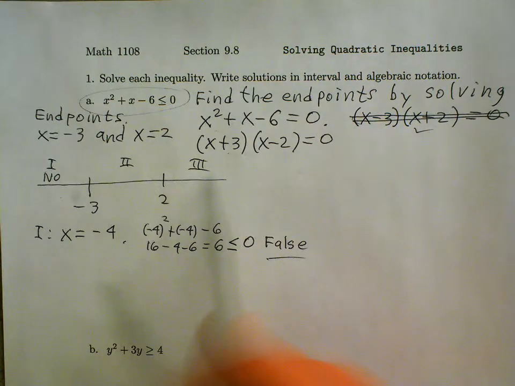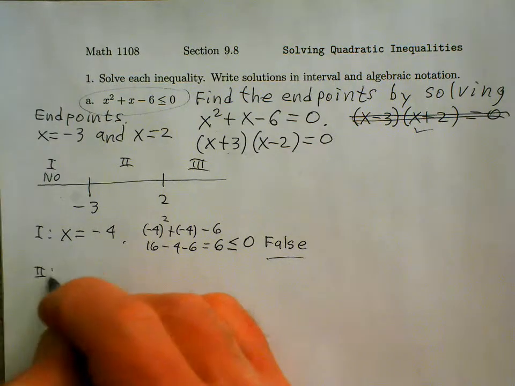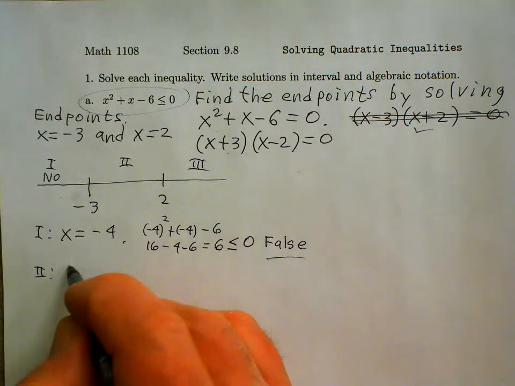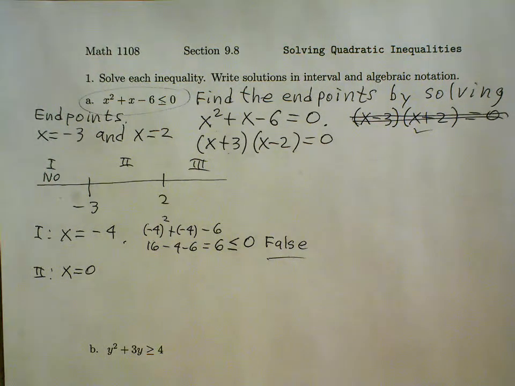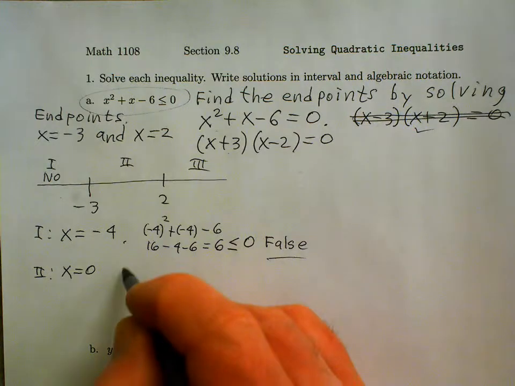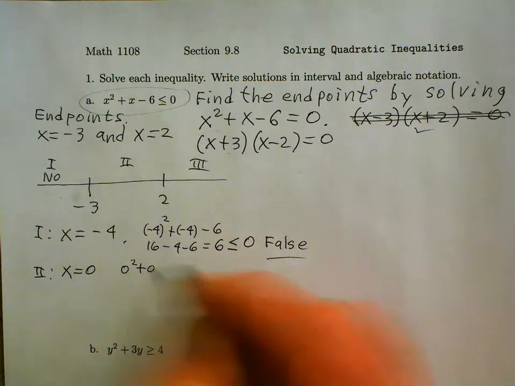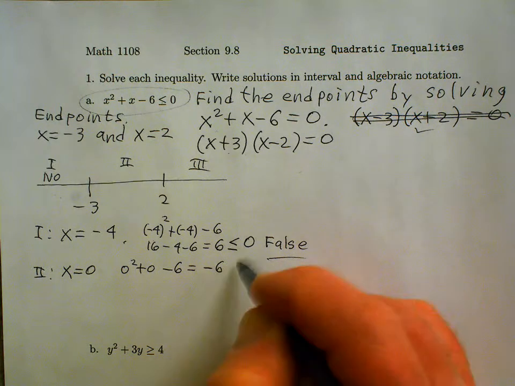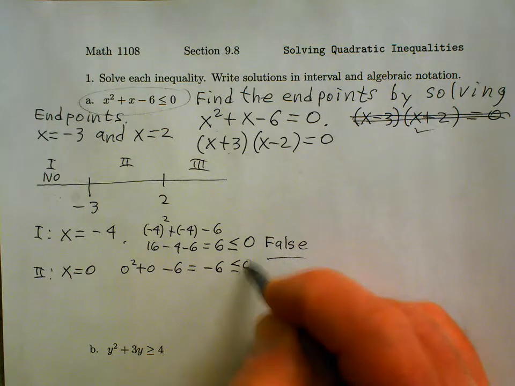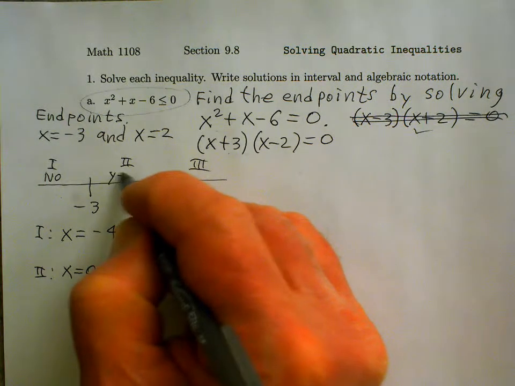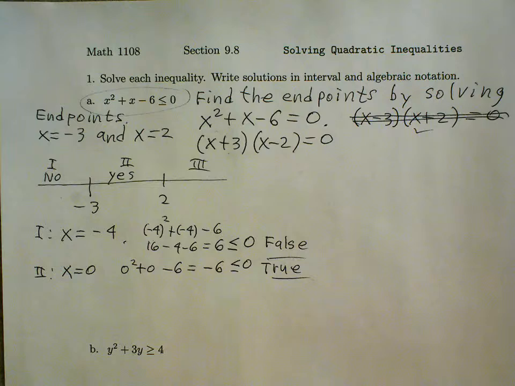In the middle interval, the second interval, pick any number between negative 3 and 2. Since 0 is in that interval, I'll pick x to be 0 for the test point. And then in the inequality, replace every x with 0. So this time we get 0 squared plus 0 minus 6. That's equal to negative 6. The inequality is less than or equal to 0, and that is true. So all of the numbers between negative 3 and 2 are solutions.